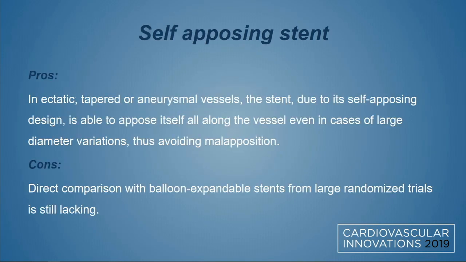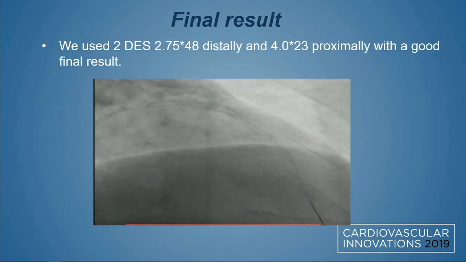Self-apposing stent is another option, and its pros are in ectatic, tapered or aneurysmal vessels. The stent, due to its self-apposing design, is able to appose itself all along the vessel, even in case of large diameter variation, thus avoiding malapposition. Cons: direct comparison with balloon-expandable stents from large randomized trials is still lacking.